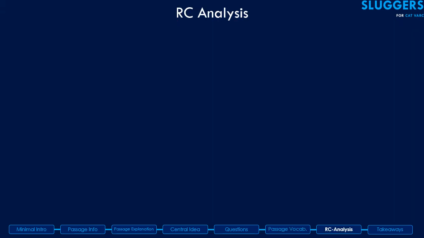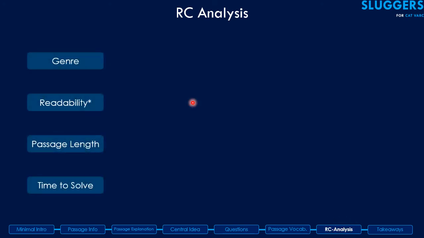Okay, guys. So let's start with the penultimate section of the discussion, that is the analysis of the RC. Now, there are four parameters on which we'll analyze this RC. The first one is the genre, the domain of language to which the RC belongs. Second is the readability. Now, readability basically means how easy or difficult to read the passage was. Third, irrespective of the questions, this depends just on the passage, not on the questions, is the length of the passage, and finally, what would have been an ideal duration of time to solve this passage in a CAT scenario, an actual exam scenario, that is.